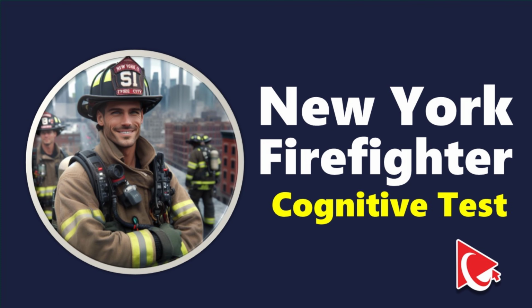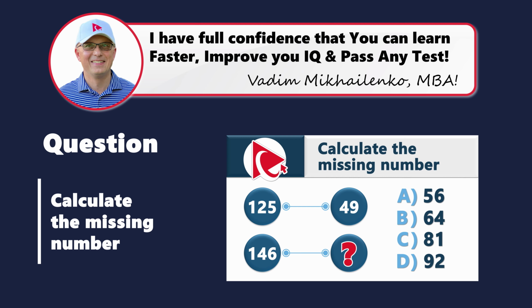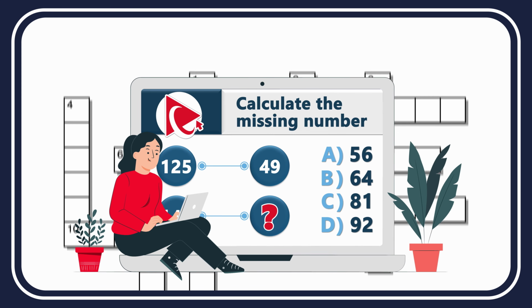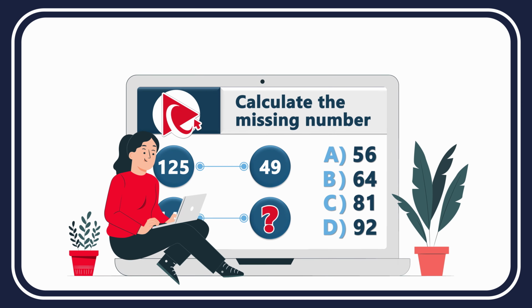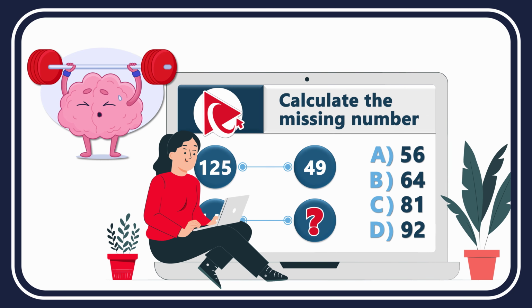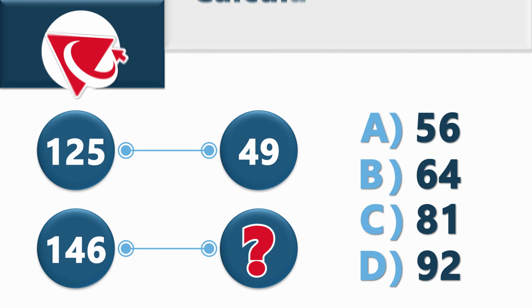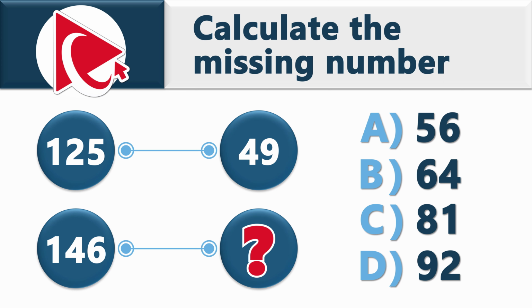With this question, prepare yourself for a cognitive challenge that promises to engage your intellect more than a challenging crossword puzzle. It's a mental marathon, and your brain is a star athlete here. You're presented with 4 circles. 3 circles have numbers. The numbers are 125, 49, 146, and then comes the missing number that you need to calculate.